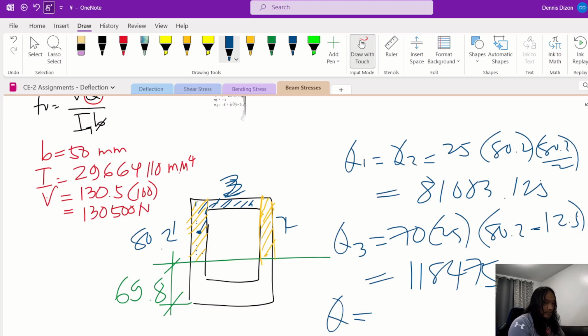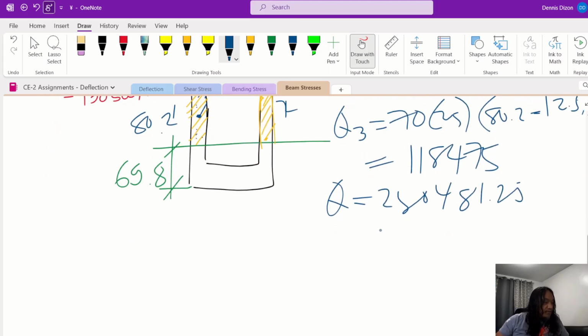81003.125 times 2 plus 118475. So this is 280481.25. We'll see if this is the same if we use the bottom one. It should be the same. If it is not the same, then there's something wrong with our equation.